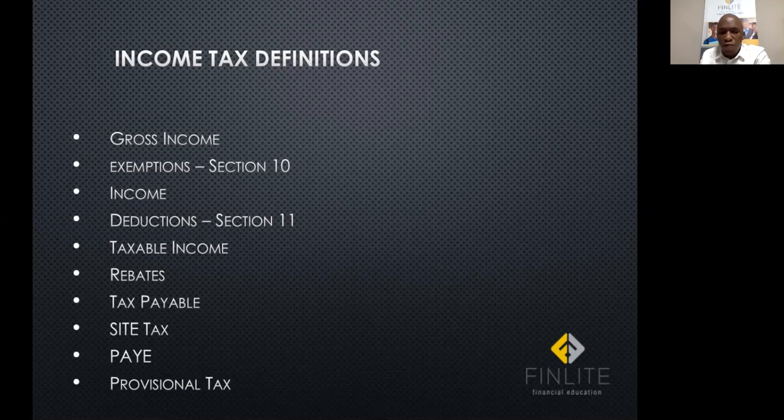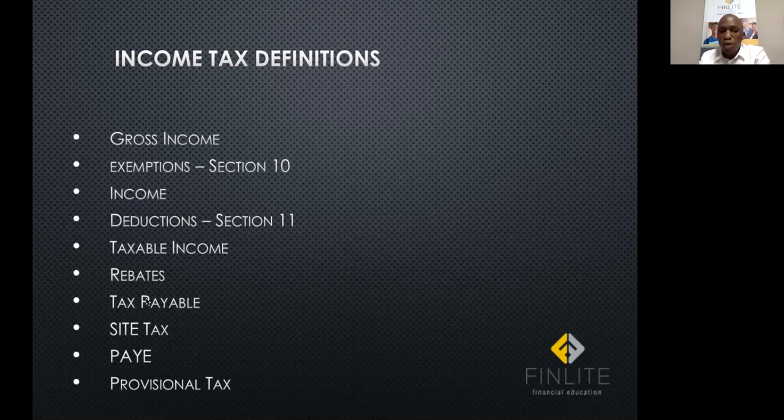The rebates: if you are under 65, there's a certain amount. If you are over 65, there's a certain amount, and we'll go into those details. And if you're over 75, there's also a certain rebate that you get annually from the government. So that also gets taken away from your actual taxable income. And then you have your tax payable.